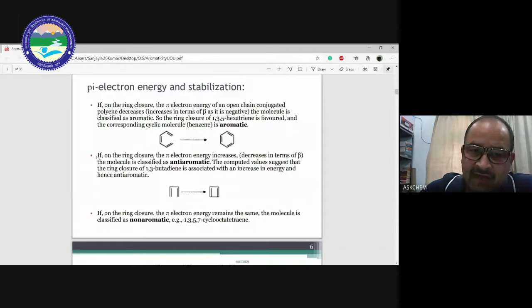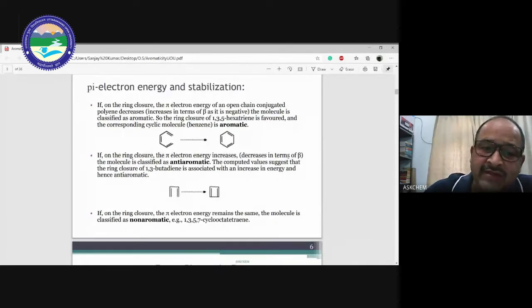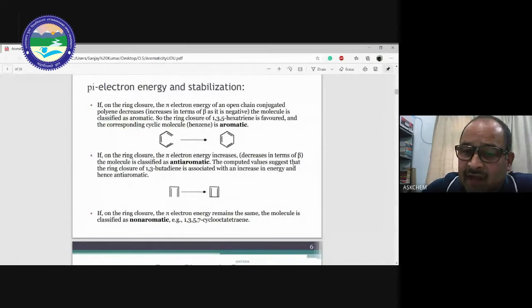But the second condition: if on ring closure the pi electron energy increases, it increases only when there is a decrease in terms of beta, because beta is negative. So if it decreases, then it becomes more positive and the molecule is classified as anti-aromatic. The computed values suggest that the ring closure of 1,3-butadiene is associated with an increase in energy and hence is anti-aromatic. This is one of the experimental reasons that cyclobutadiene is anti-aromatic. We will see it further through the Jahn-Teller description, where it will be very clear.